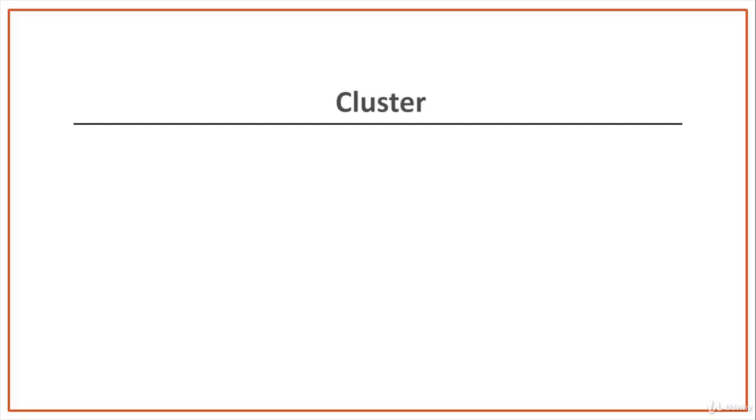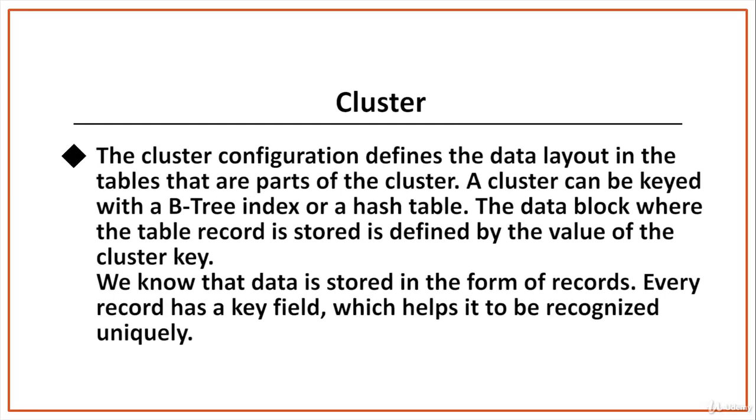The cluster configuration defines the data layout in the tables that are parts of the cluster. A cluster can be keyed with a B-tree index or a hash table. The data block where the table record is stored is defined by the value of the cluster key. We know that data is stored in the form of records. Every record has a key field, which helps it to be recognized uniquely.